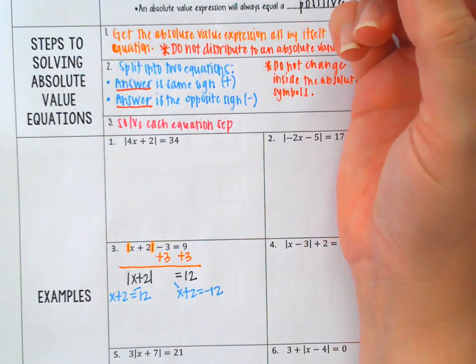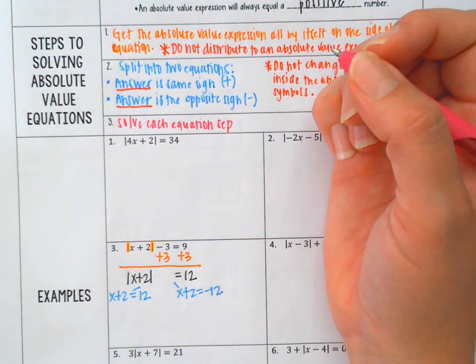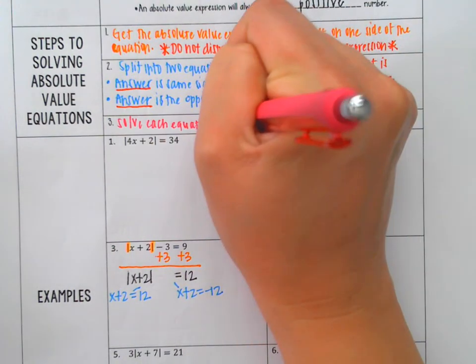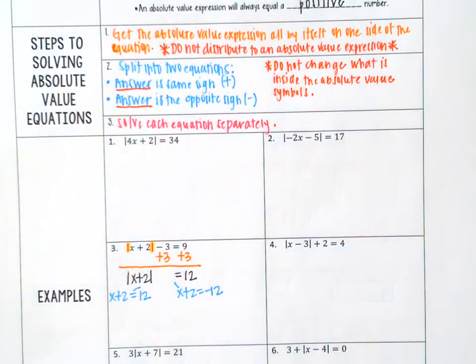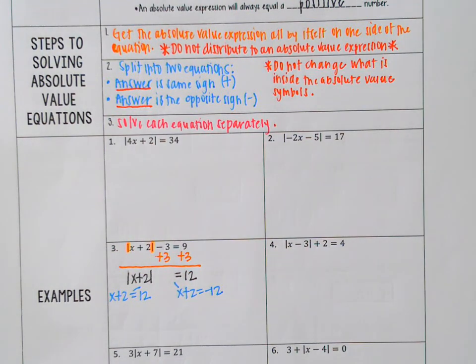Separately, it's a really hard word to spell. I Googled how to spell it. Separately. Honestly, I have to Google it every time.